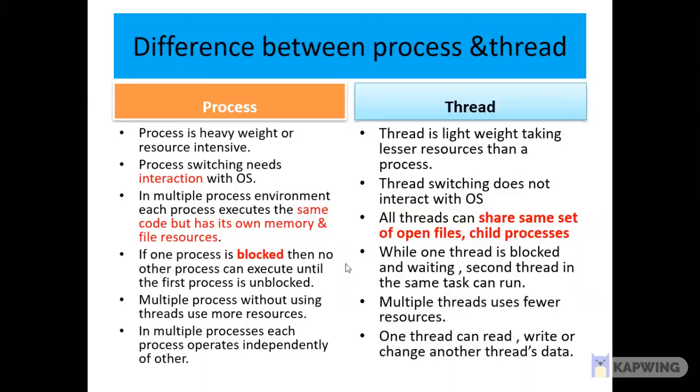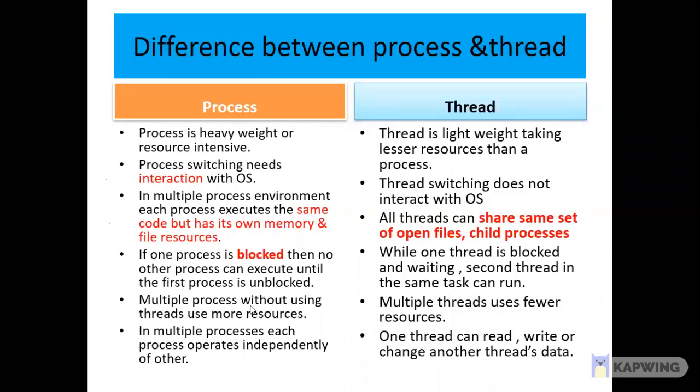If one process is blocked, then no other process can execute until the first process is unblocked. Suppose P1 holds the memory. Until it releases the memory or finishes execution, the second process cannot execute. While in threads, if any thread is blocked or waiting, a second thread in the same task can run. So this is the fourth difference.